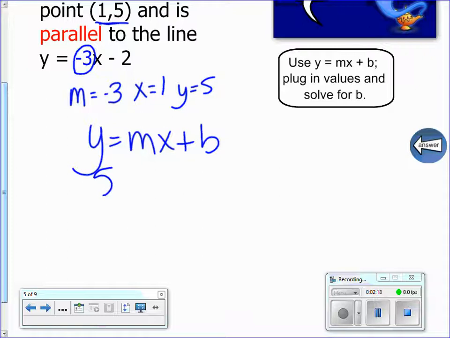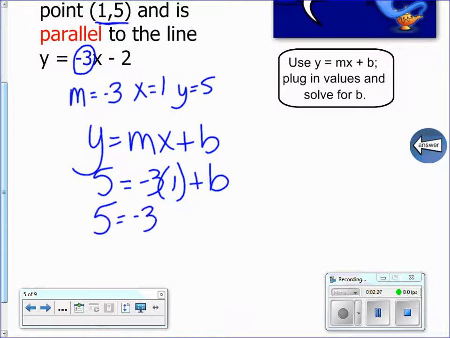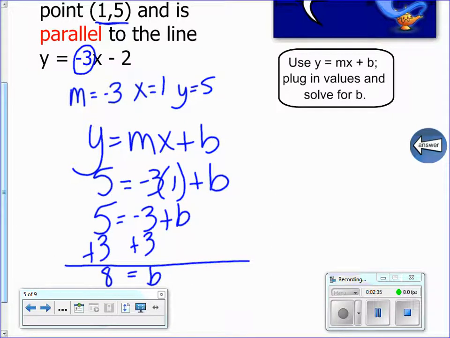So I'll plug it into the equation, y equals mx plus b. So I get 5 is equal to negative 3 times 1 plus b. 5 equals negative 3 plus b. Add 3 to both sides, and I get b is equal to 8. So now I have my slope and I have my intercept. So I write my equation, y equals negative 3x plus 8.